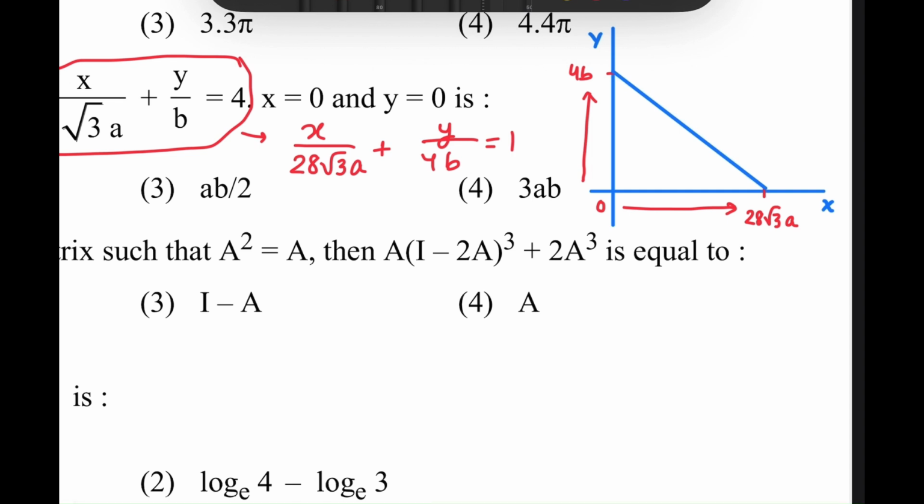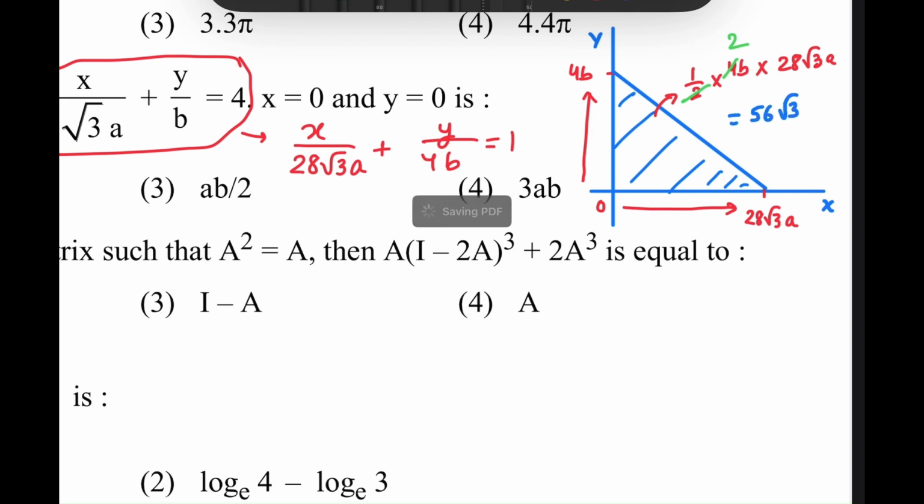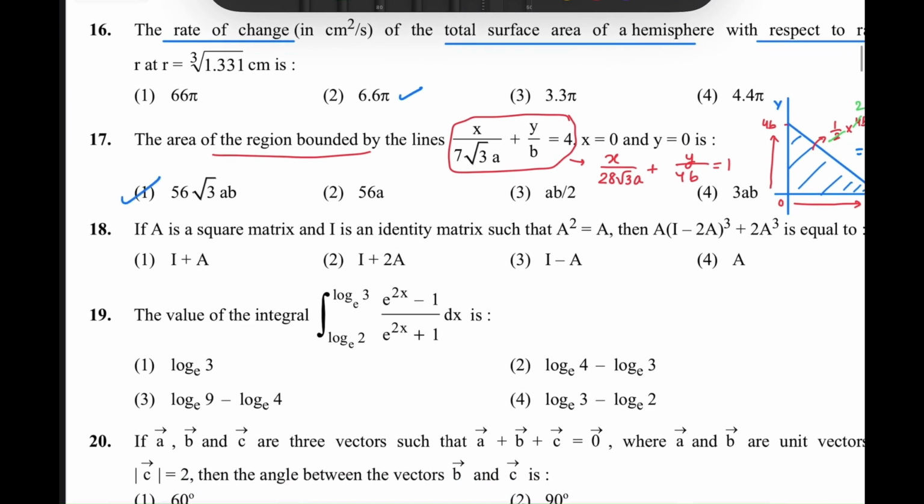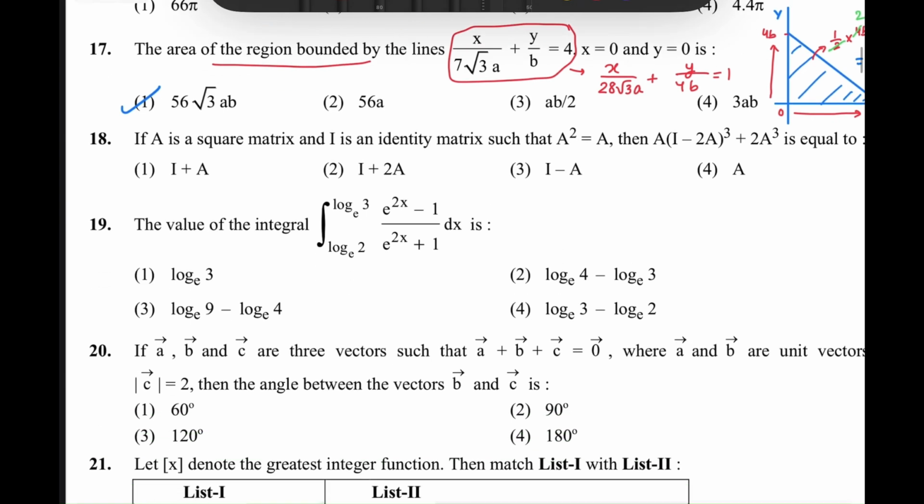Now we need the area of this triangle. How do we find the area of a triangle? It is just half into base into height, right? Okay, so base is 28 root 3a and height is 4b. So if you cancel out, 2 cancels out, so finally you get 56 root 3ab. Okay, which is the correct option number 1, 56 root 3ab. Okay, so I haven't used integration. If you are good with geometry, you can use that.